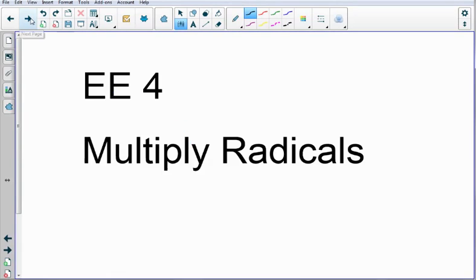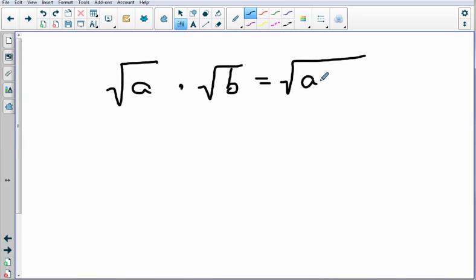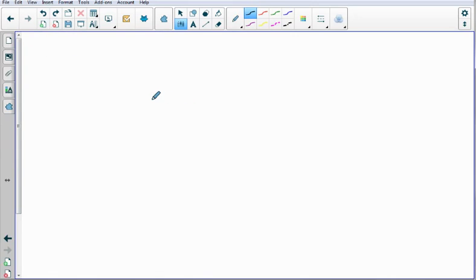Okay, multiply radicals. First of all, let's get a look at this with some numbers that we actually know. The general idea of multiplying radicals, before I even do the numbers, is like this: the square root of A times the square root of B is the same thing as the square root of A times B. That's the general format. It doesn't matter how many of those you multiply, you can put them all under the same radical if all you're doing is multiplying. So now let's look at some that we know.